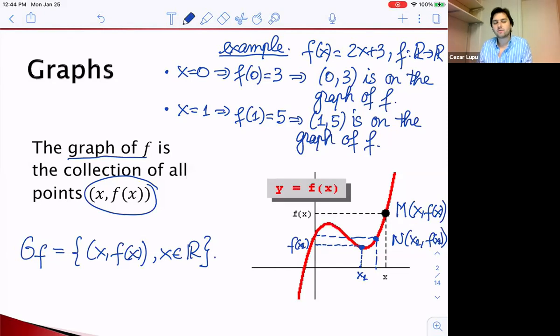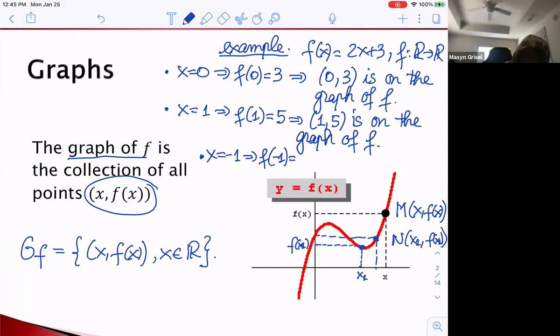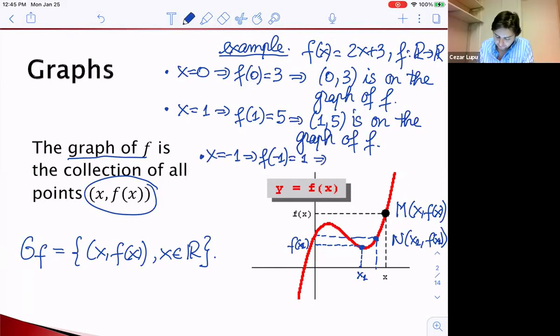You can plug in x equals 2 or x equals -1. So for example, let's do one more. Let me write it here. x equals -1. What is f of -1? 1. So the point -1, 1 is on the graph. Right? All right, that's what you need to know.